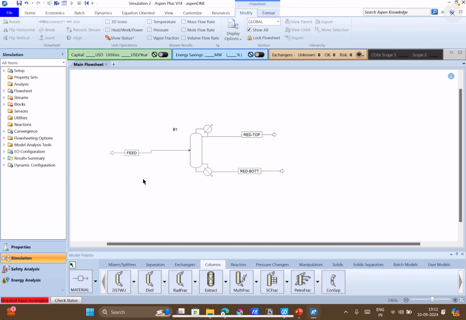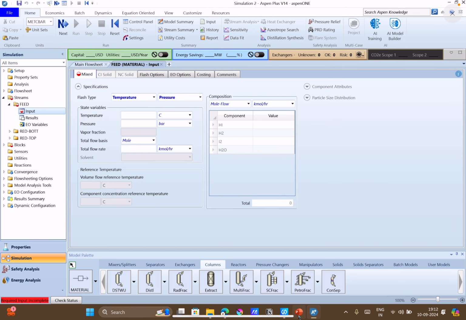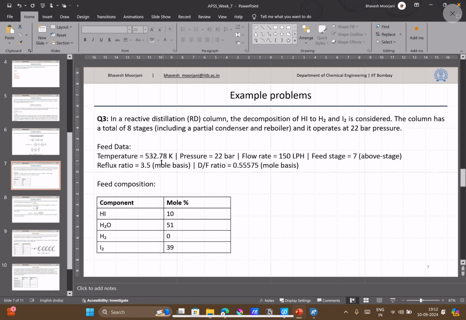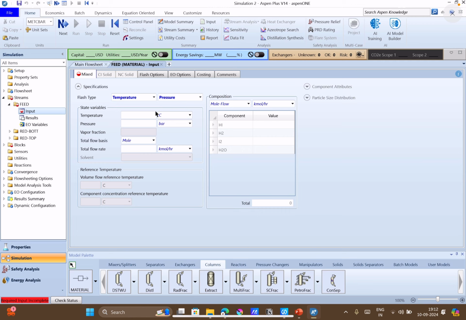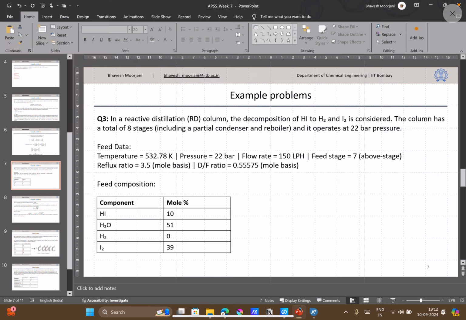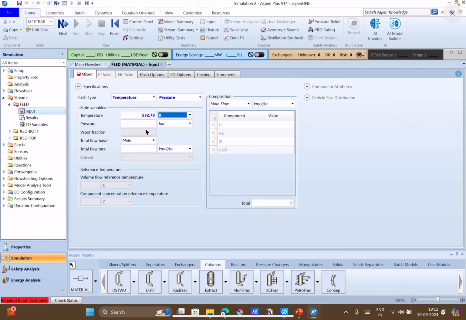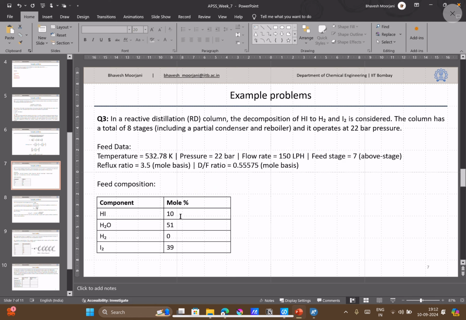Now go to the next and provide the feed condition. What has been said is that the feed temperature is 532.78 Kelvin, and the pressure condition is 22 bar. So 22 bar pressure. Flow condition is given as 150 lph, liter per hour.